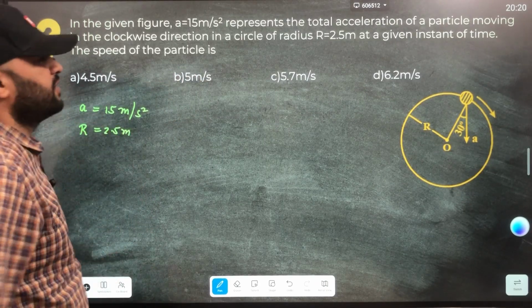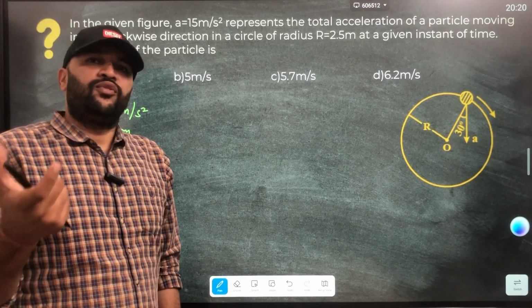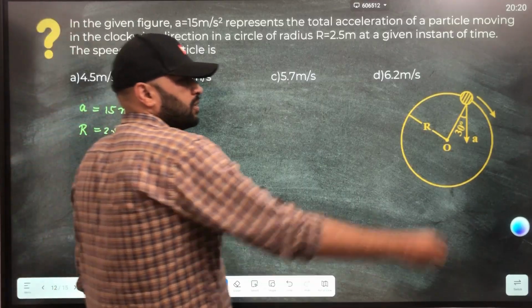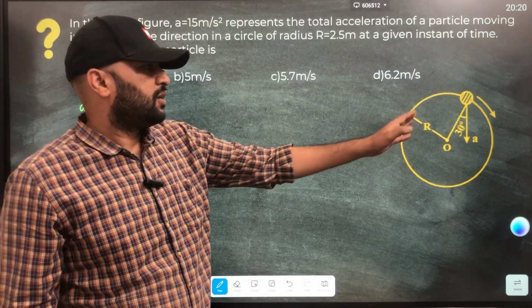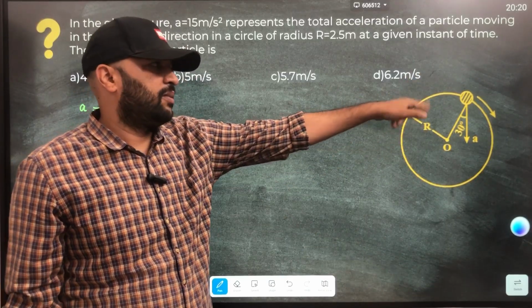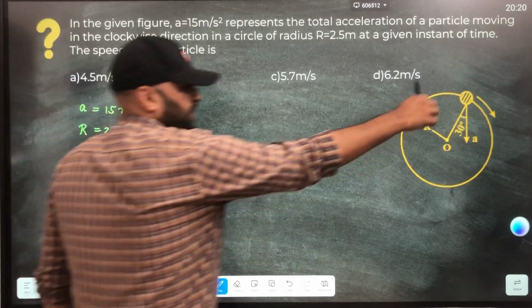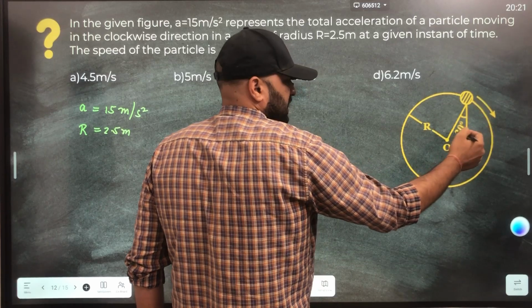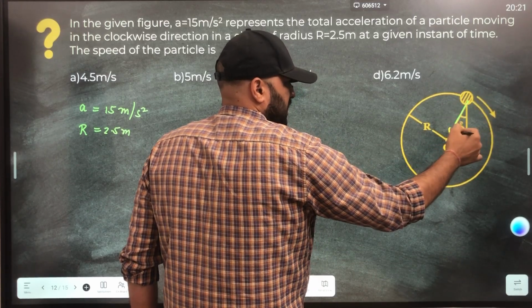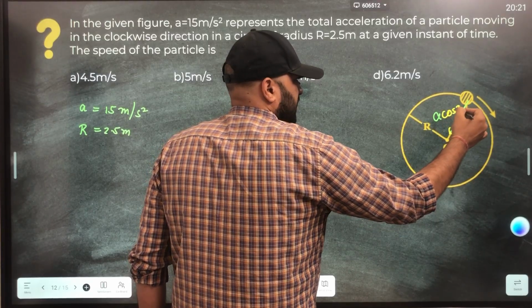At a given instant of time, we have to find the speed of the particle, the value of v, correct? Now you can solve it using tangential acceleration, but you require time and other things. Here we will make use of the centripetal or radial acceleration straight away. So if this is A here, then what will be our angle theta here? Angle theta is 30 degrees. So what will be this component? This component towards the center will be A cos 30 degrees, correct?